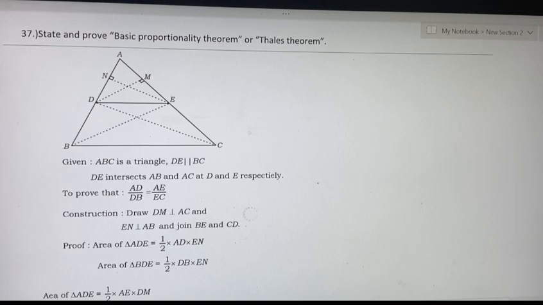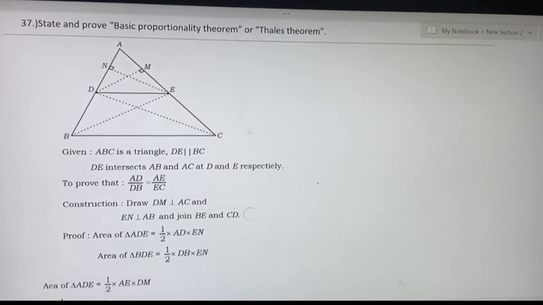Given: ABC is a triangle, where DE is parallel to BC. DE intersects AB and AC at D and E respectively. To prove that AD/DB = AE/EC. Construction: draw DM perpendicular to AC and EN perpendicular to AB, and join BE and CD.